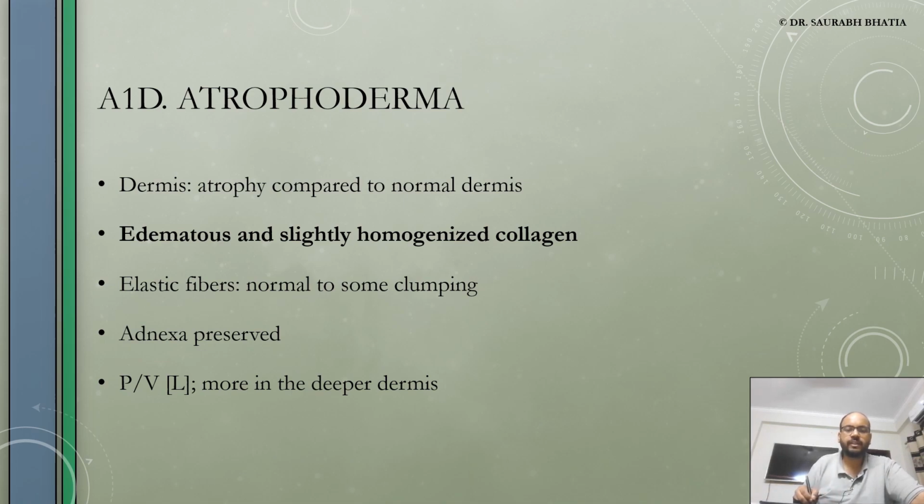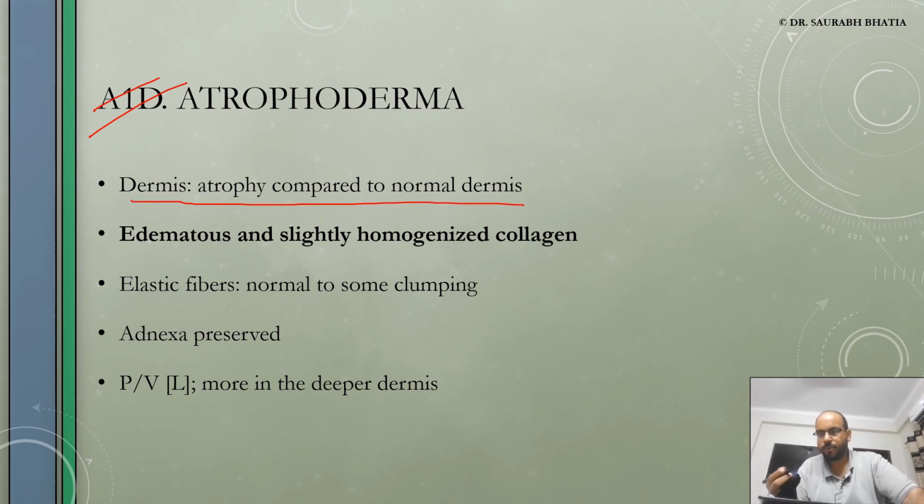The fourth disorder that we'll consider now is Atrophoderma. In Atrophoderma, the dermis shows atrophy as compared to normal dermis. So you need a normal dermis comparison to see that atrophy has happened. There is edematous and slightly homogeneous collagen.